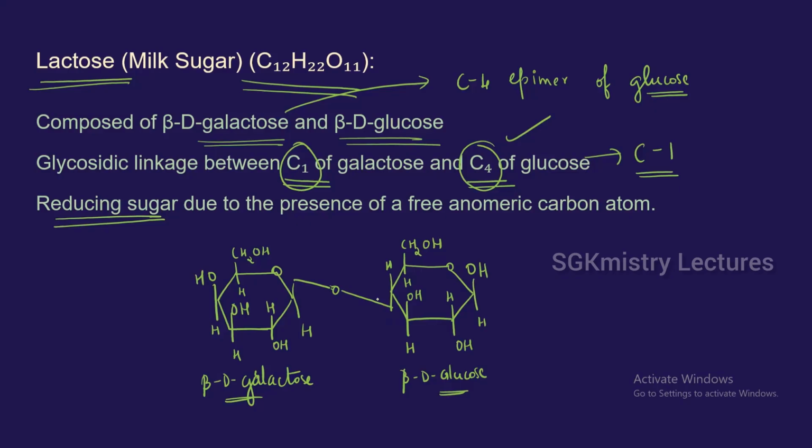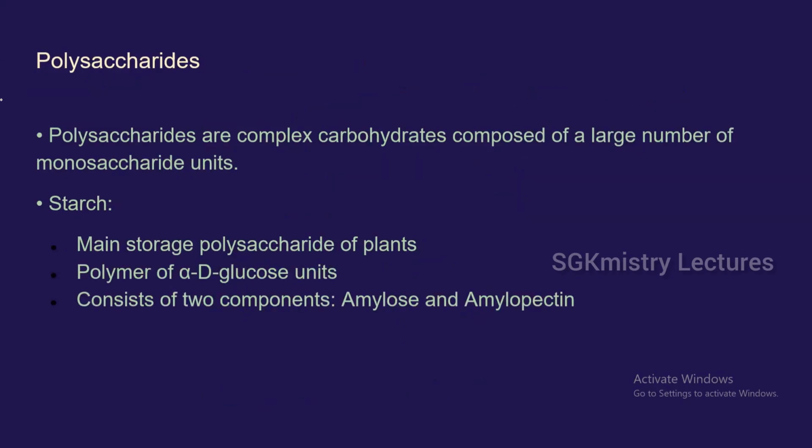Okay, so this is about disaccharides. You need to remember what are the monosaccharides that are present in the various disaccharides that we discussed and how the linkage takes place. Now coming on to polysaccharides. Polysaccharides are complex carbohydrates which consist of a large number of monosaccharide units. So when they are subjected to hydrolysis, you get a very large number of monosaccharide units.